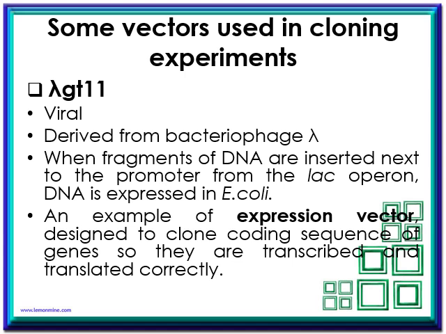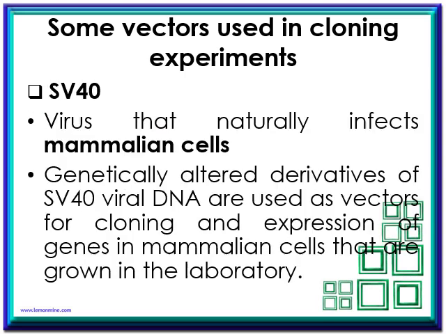We also have gt11. It is a viral vector derived from bacteriophage. The fragments of DNA are inserted next to the promoter for the lac operon, so the DNA is expressed in E. coli. So it is an example of an expression vector. It is used to clone coding sequences of genes so that they are transcribed and translated correctly.